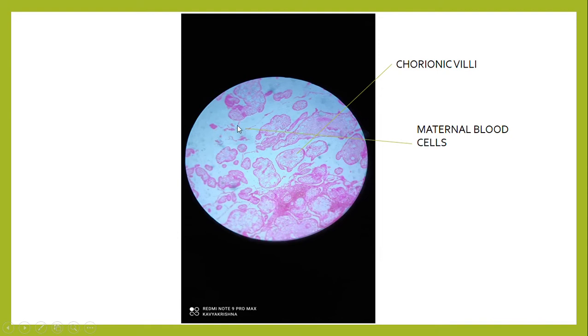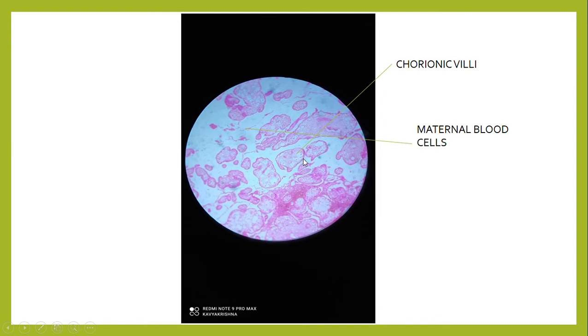The gap between them, those white areas which can be seen in between the sections, represents the intervillous spaces. These intervillous spaces are filled with blood stains, we can see here. That blood contains erythrocyte cells, the maternal blood cells, which can be seen in the intervillous spaces.